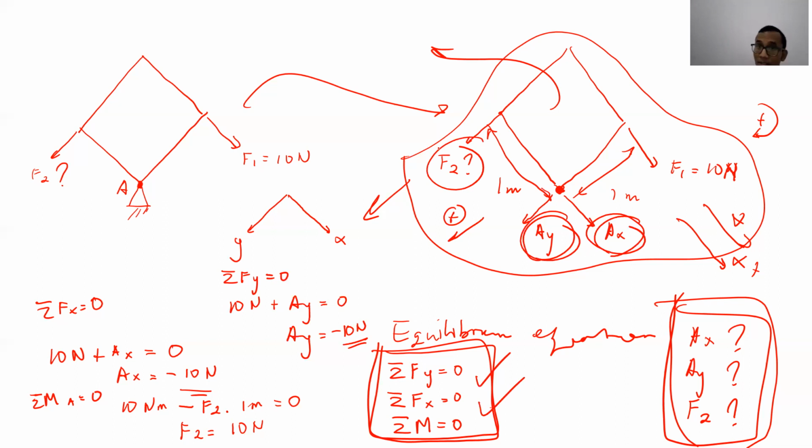AX is minus 10 Newton. Minus means that the direction is the opposite of what we draw. So instead of going to the bottom right, it's supposed to go to the top left, 10 Newton top left. AY is the same, it's minus, which means the direction is the opposite of what we draw. So instead of 10 Newton to the bottom left, it's supposed to be 10 Newton to the top right. Okay. So that's how we solve for equilibrium.